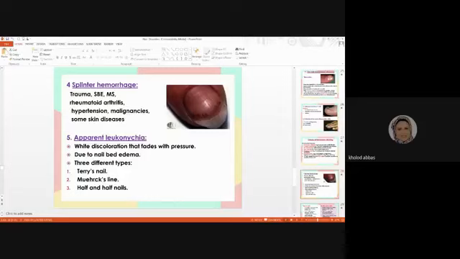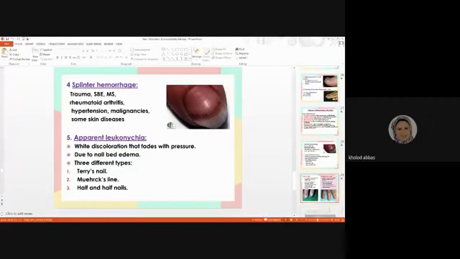Apparent leukonychia. Here, apparent leukonychia means white discoloration of the nail plate that fades with pressure. It's usually due to nail bed edema, not due to a change in the color. We have edema of the nail bed, okay, and it's obvious that the nail will become white. We have three different types: Terry's nail, Muehrcke's nail, and half-and-half nail.